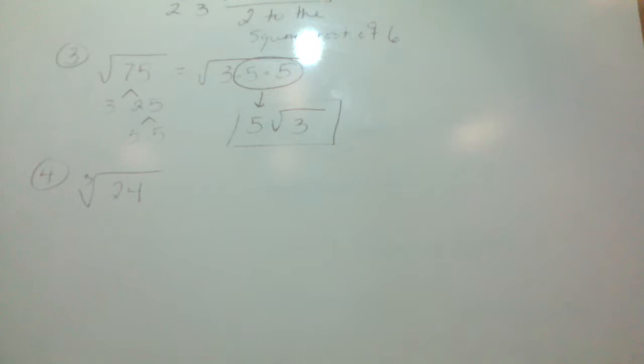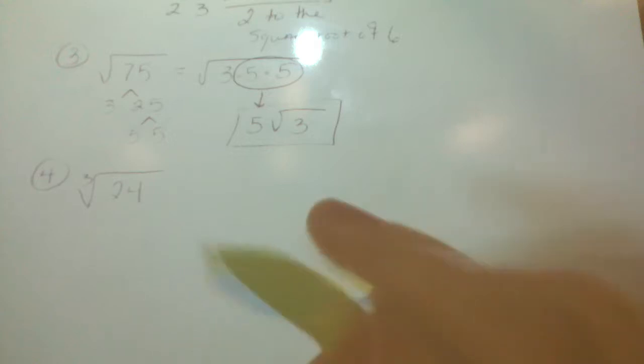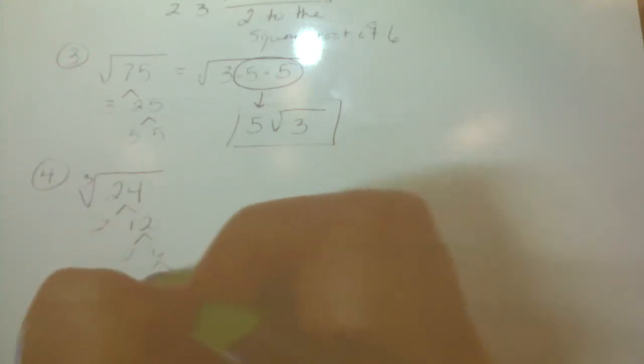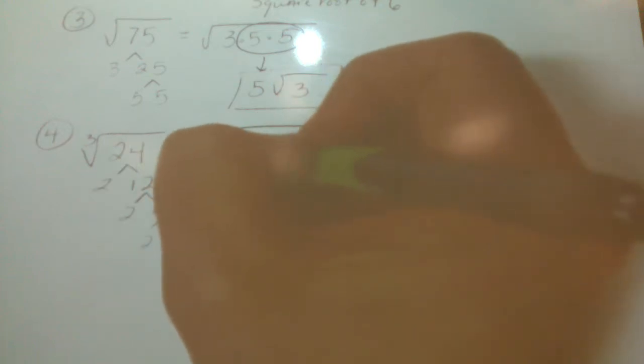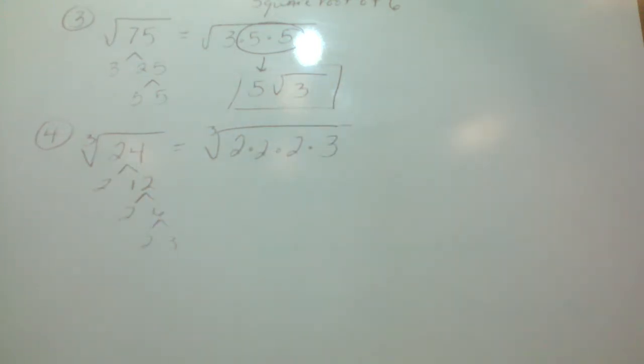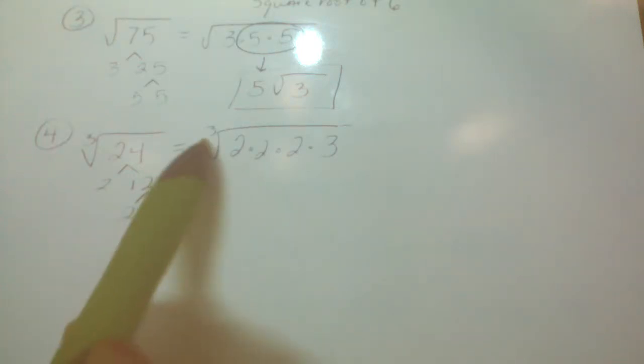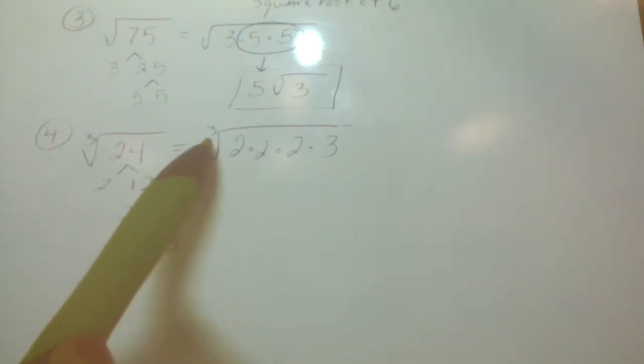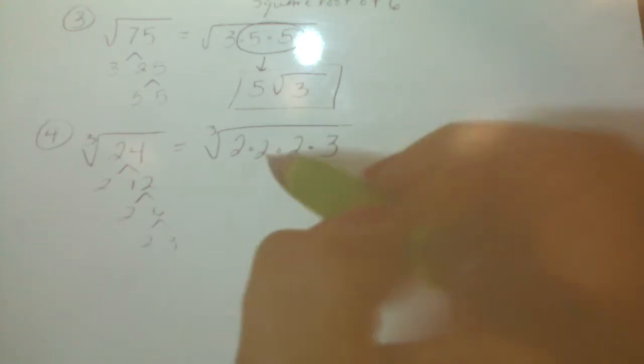I have the third root of 24. So now when I break this number down, well, I've already broken down 24, but we'll do it again. 2 and 12, 2 and 6, 2 and 3. So when I rewrite this, this becomes the third root of 2 times 2 times 2 times 3. Because the root is 3, I have to find 3 of the same number, which is right here. I've got 3 2's.